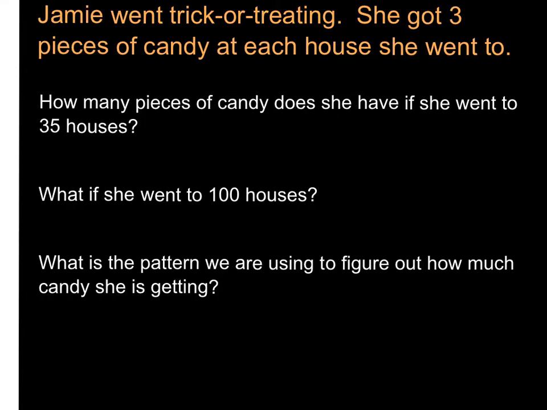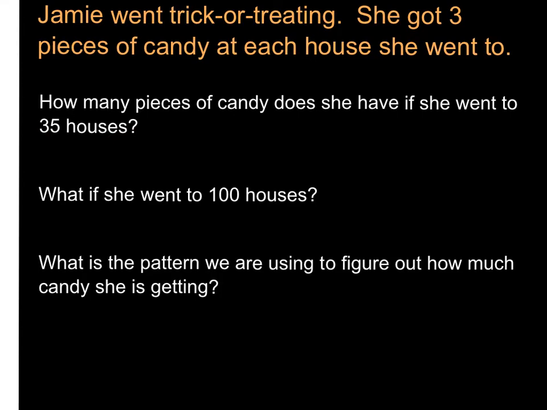So this is not in your textbook. It's just an activity I'd like you to listen to and kind of follow along with. Jamie went trick-or-treating. She got 3 pieces of candy at each house she went to. So my question is, how many pieces of candy does she have if she went to 35 houses? So let's think about it.